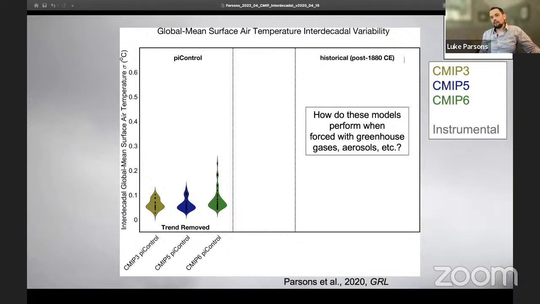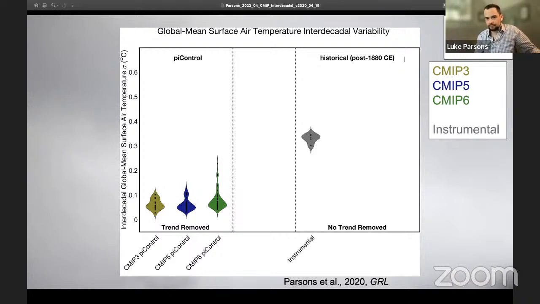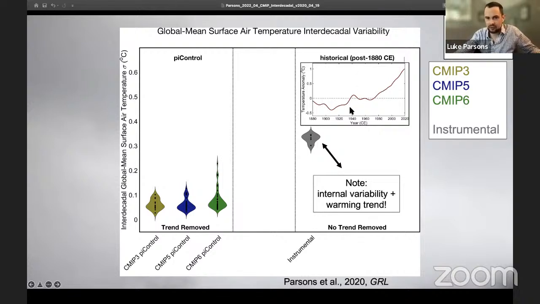Now, I'm wondering immediately then, how do these climate models perform when forced with greenhouse gases, aerosols, etc.? So first, let's look at our instrumental data. So what I did here is I just looked, for example, at the NASA GISTEMP data set like I showed you before, and I just looked at the standard deviation of this time series, and I did this for each of our instrumental data sets. That's where each of these dots comes from in this violin plot. So this is internal climate variability plus this warming trend.